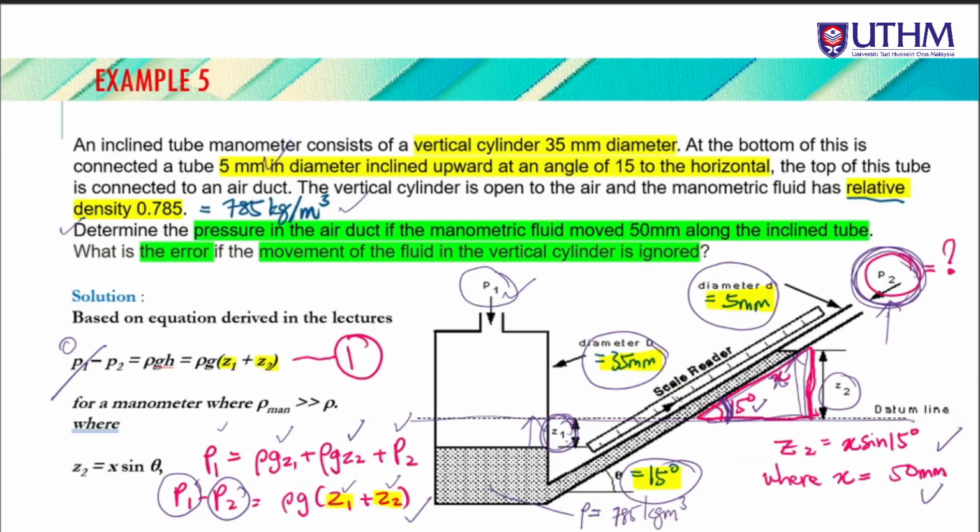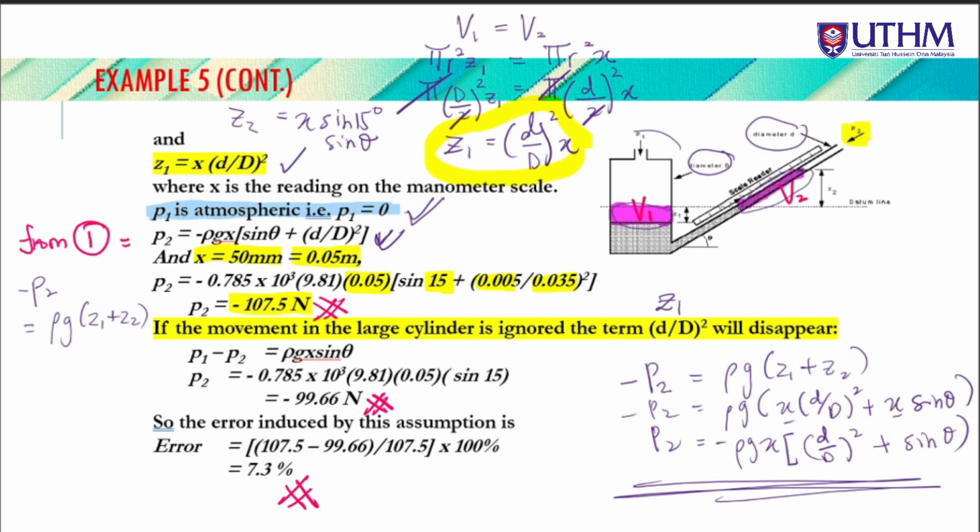Okay, so the second question, apa tadi dia cakap? What is the error if the movement of the fluid in vertical cylinder is ignored? So vertical cylinder maksud dia yang ni lah, and is ignored. So meaning the movement maksudnya Z1 ni is ignored, tak adalah. So if let's say Z1 is ignored, so kita consider ini term ni ignored lah, Z1 ignored. So yang ni tak ada, yang ni tak ada. So yang tinggal hanyalah negatif rho GX sin theta.